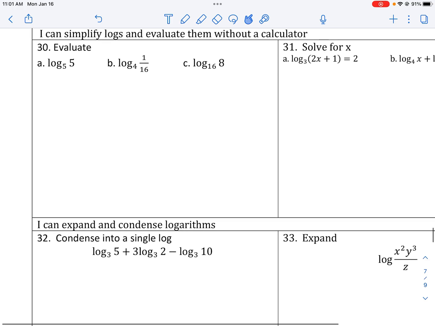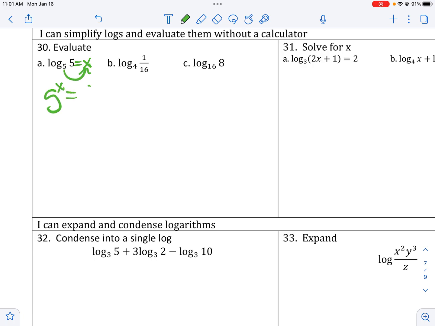Now evaluating logs without a calculator. Remember we set this equal to x, and then we rewrite it as an exponent. So 5 to the x power equals 5. So our answer is 1. Next, set this equal to x. Now we have 4 to the x equals 1 over 16.